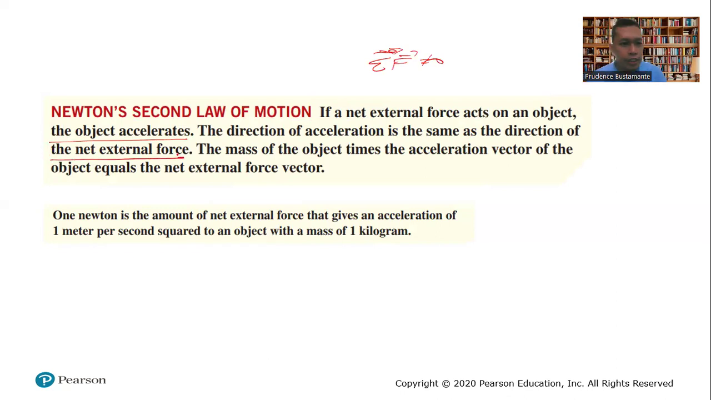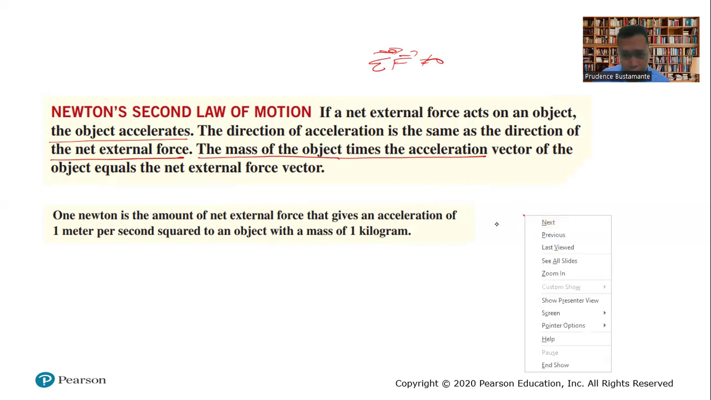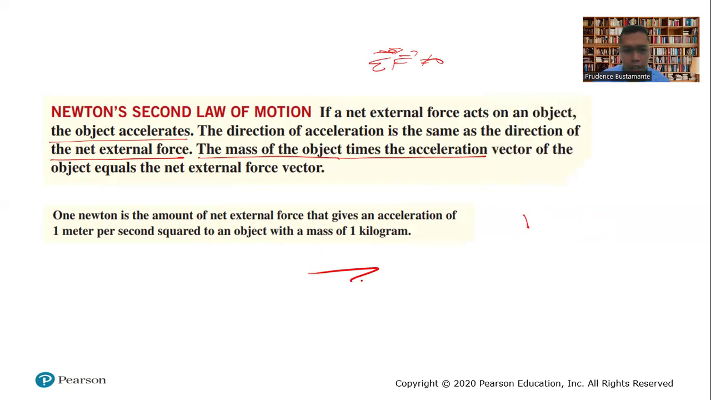Okay. And the direction of acceleration is the same direction of the net force. So, kung asa direction sa acceleration nimo, dito po ang imuhang net force nimo. And the mass of an object times the acceleration vector of the object equals the net force vector. So, the net force vector is equal to the mass times the acceleration vector.